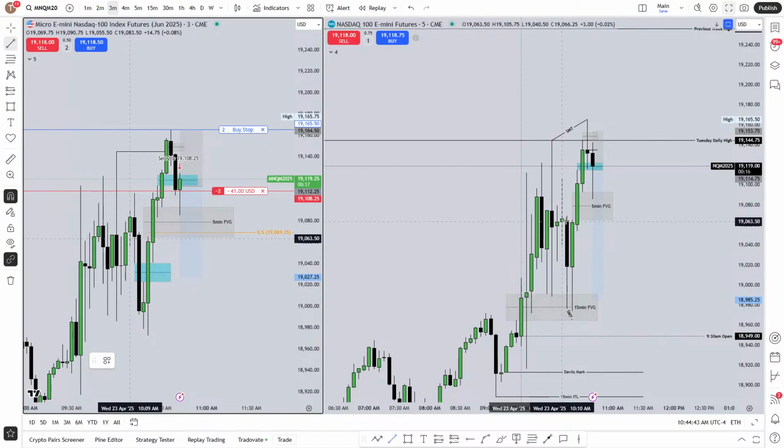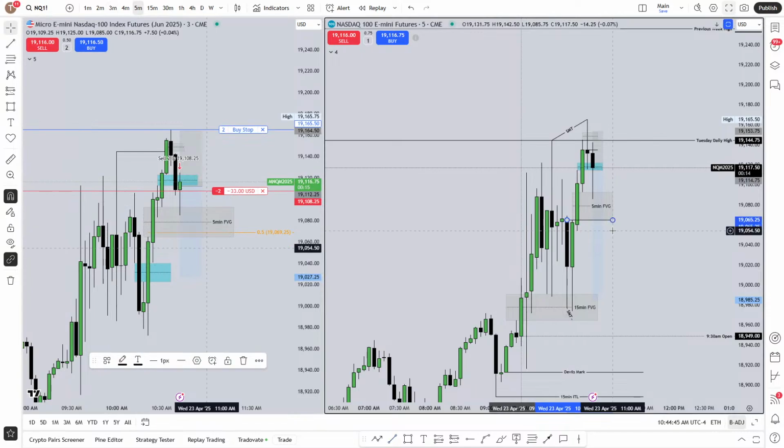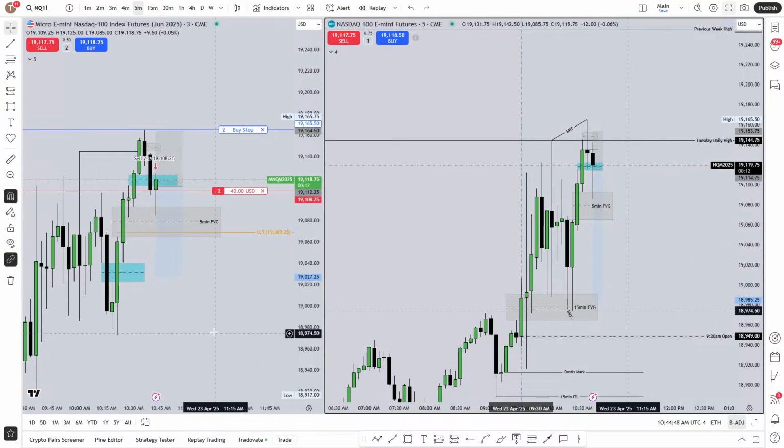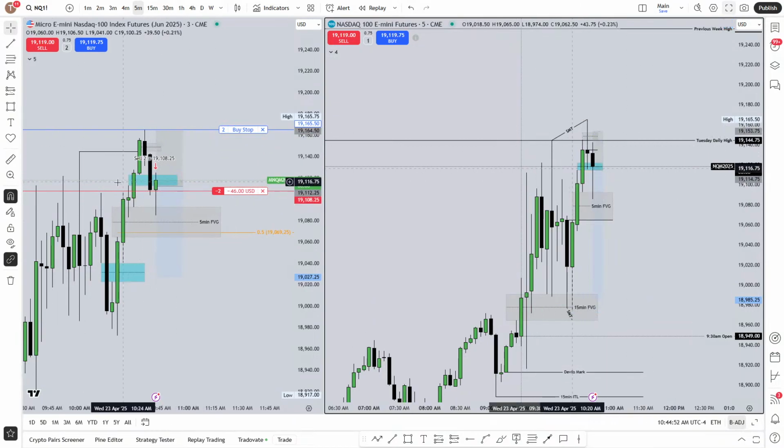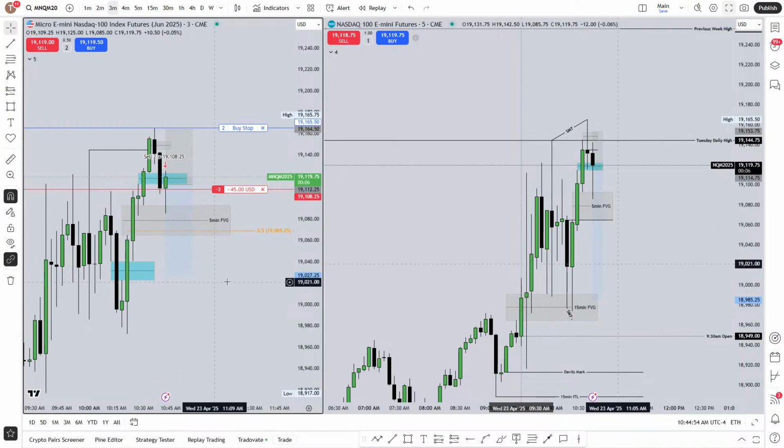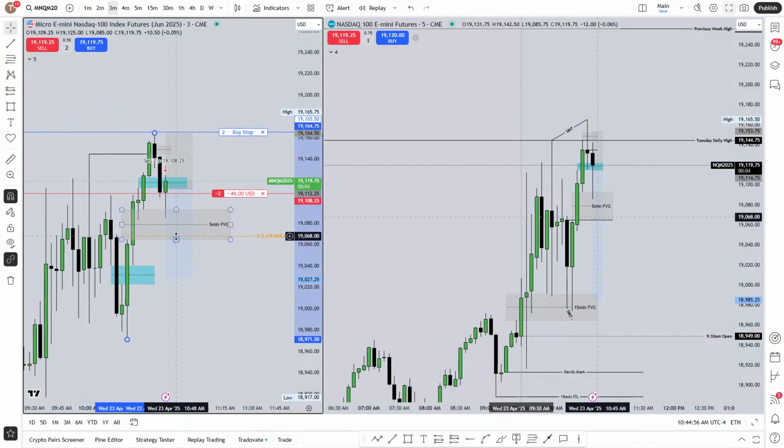I don't know. The thing is, we have this 5 minute order block here too. I just like this SMT at this internal high. We got this 3 minute inversion fair value gap. So yeah, again, I went in low risk.